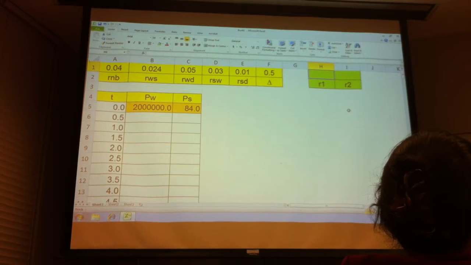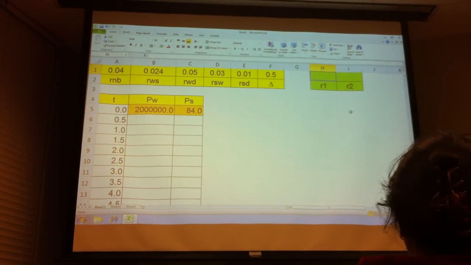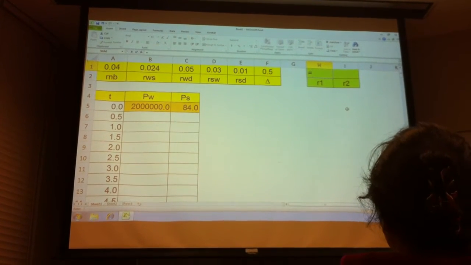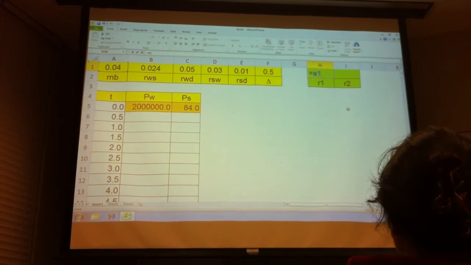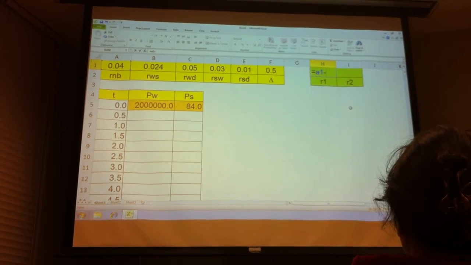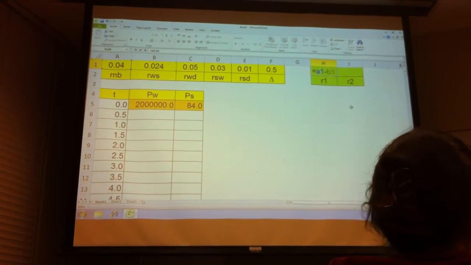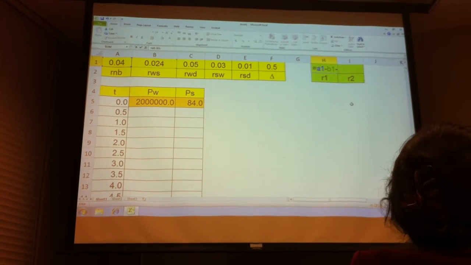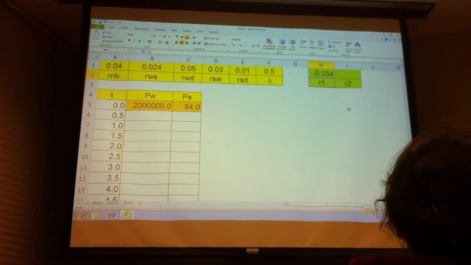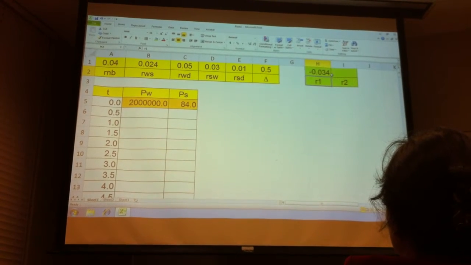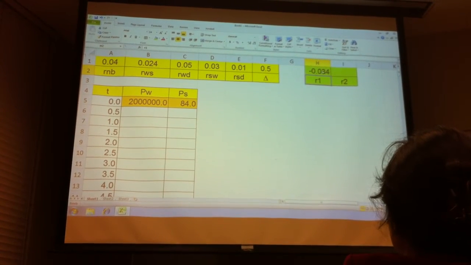R1 is equal to the newborns minus the WS minus WD. So this is going to be equal to the newborns, A1, minus plus B1 minus C1. When I said that, that's it. So what I've done is I've taken this guy minus that guy minus that guy, and it gives me my R1. Done. I hope I go fast enough.